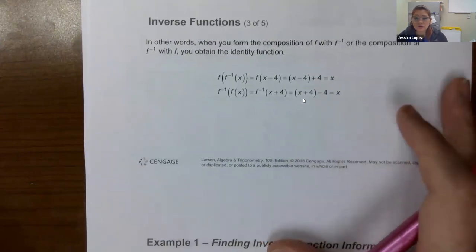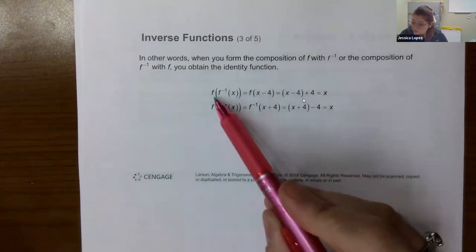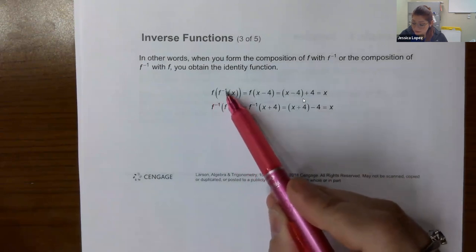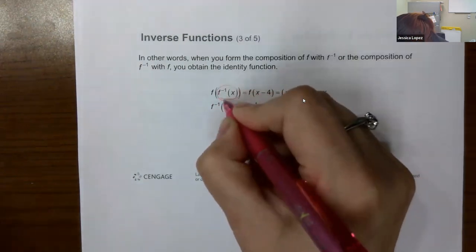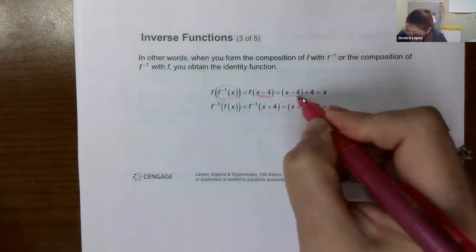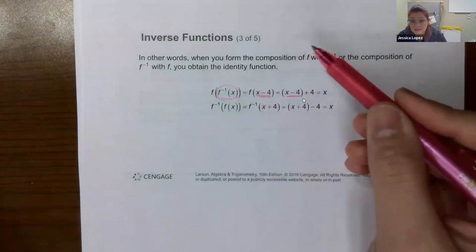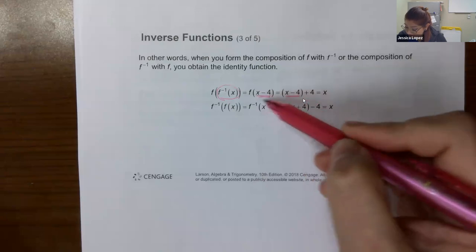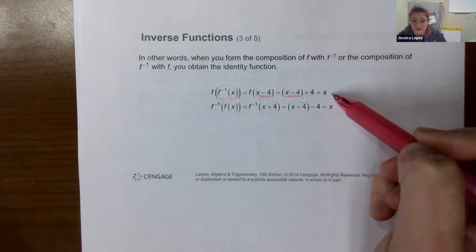So if you're given two functions, one function and another function, notice here that they're doing f of f inverse. So first you replace the inside stuff with the formula that we had for f inverse. Then I take that formula and I plug it in for x into the f function. Remember, f was x plus 4. So now I have this plus 4, and then these guys will cancel and I'll just be left with x.